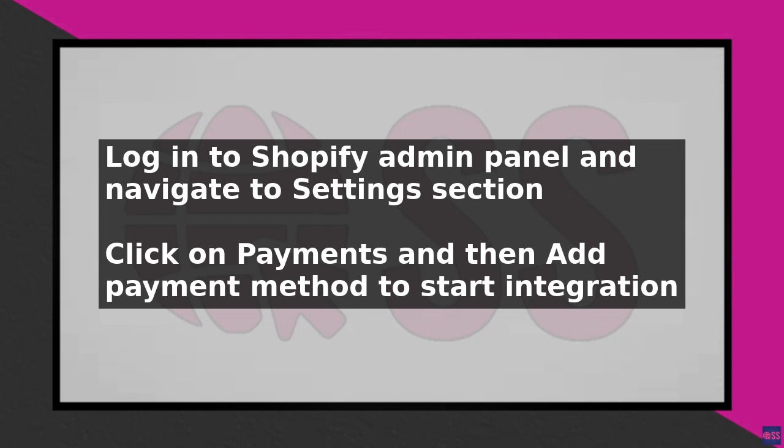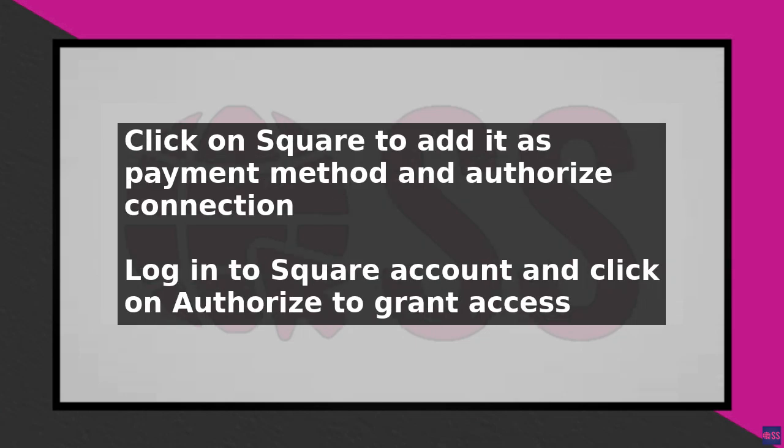Click on Square to add it as a payment method, and you will be redirected to the Square website to authorize the connection. You will need to log in to your Square account and click on Authorize to grant Shopify access to your Square account. Once you have authorized the connection, you will be redirected back to your Shopify admin panel.